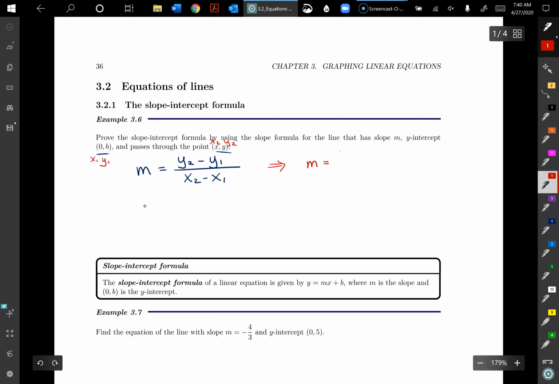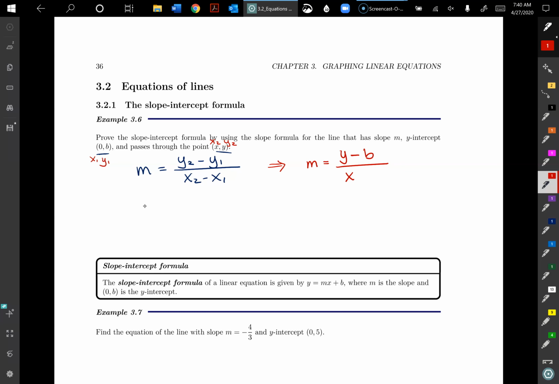Okay, so I'm going to do this off to the right, and I have m equals y sub 2, which I've labeled as the y, minus y sub 1, which is b, all divided by x sub 2, which is x, minus x sub 1, which is 0. And now I'm going to solve for y. One thing I'm going to do is just take out this minus 0 because we don't need to write that.